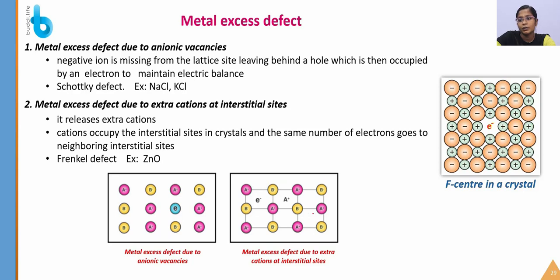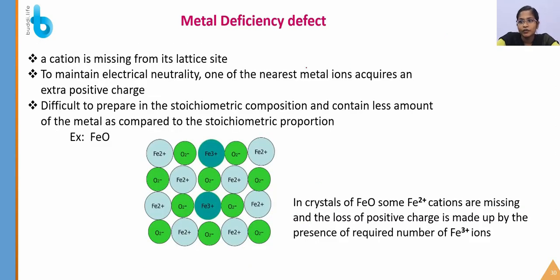So what will happen in the particular crystal system, there is going to be an extra cation occupied in the interstitial site. So now the crystal lattice is positively charged. To maintain the electrical neutrality of the substance, some negatively charged particles are going to occupy the interstitial sites neighboring the already occupied cations. This type of defect is also known as the Frenkel defect, and an example of this one is zinc oxide.